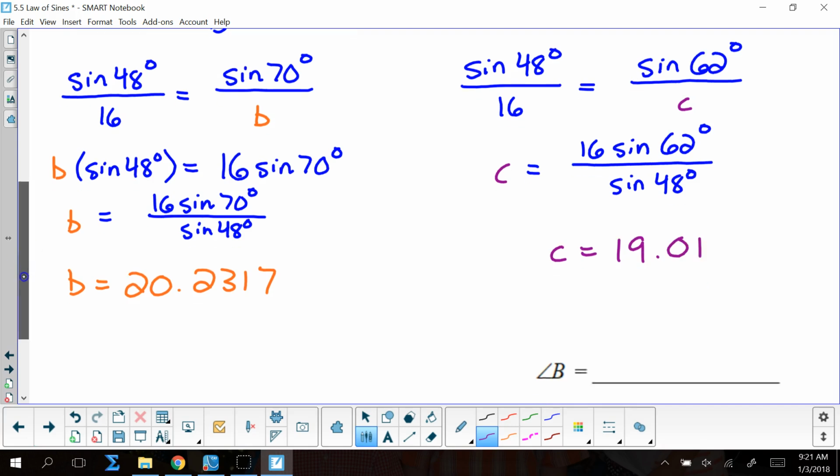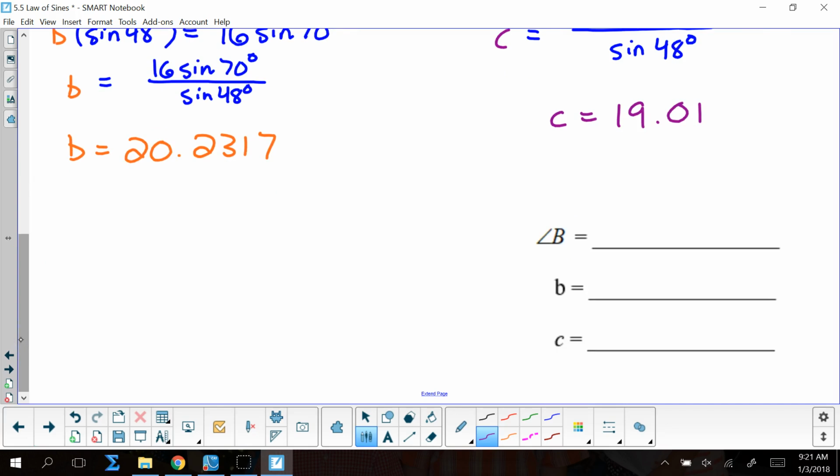Tasha asked the question before, what do we want to round to? I would say that 2 decimal points would be okay. Are you okay with 2 decimal points? A little more accurate than 1. Okay?